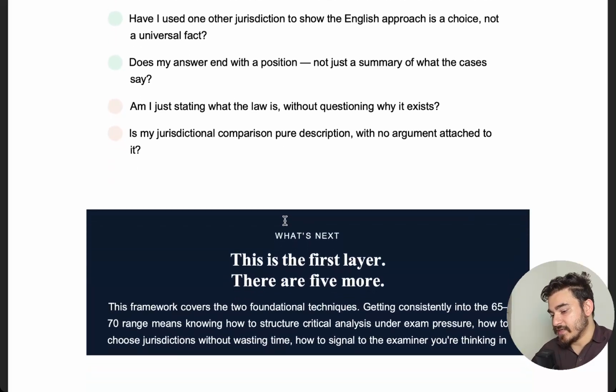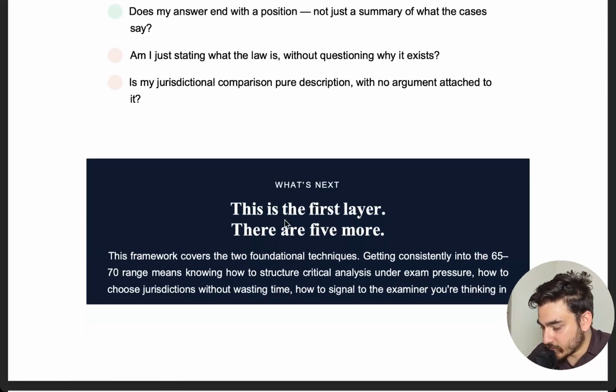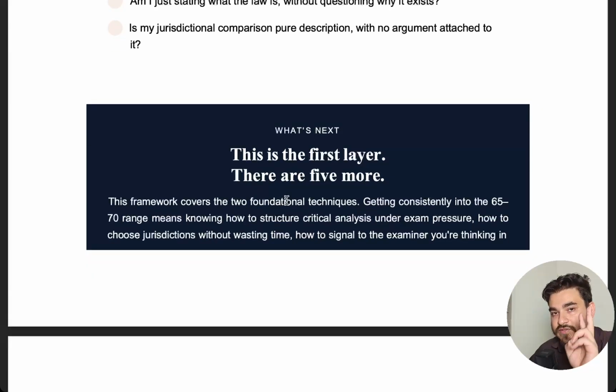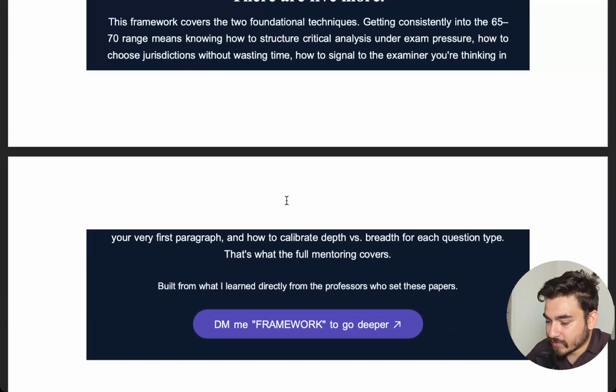So this is it, guys. This is the complete framework that I wanted to discuss today. This covers two fundamental techniques: critical analysis and jurisdictional analysis. There are a total of 5.